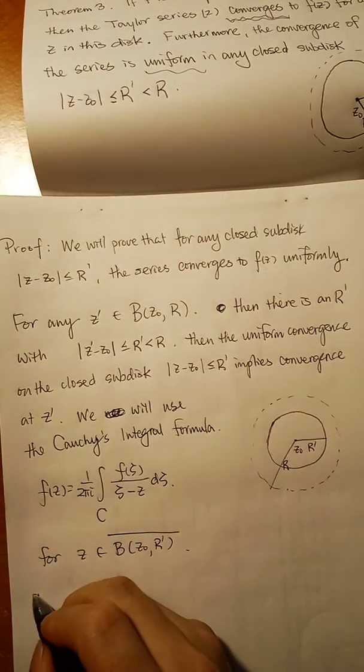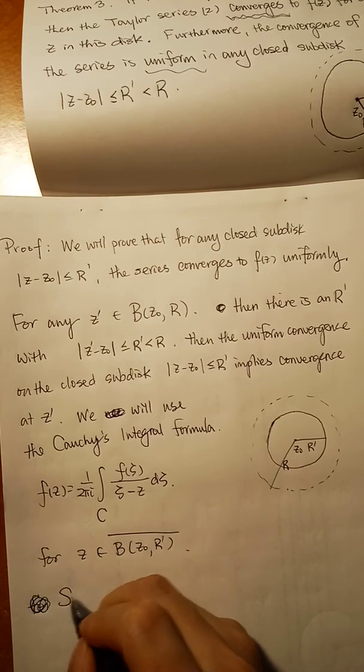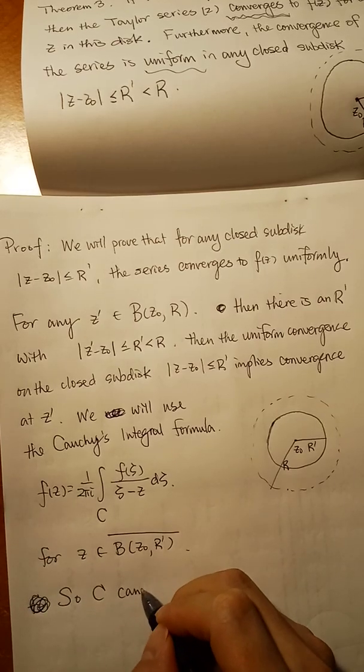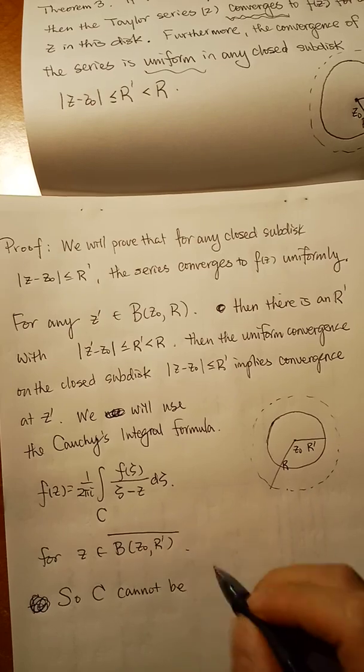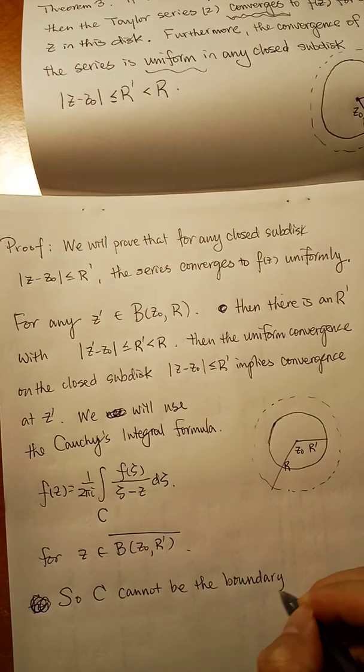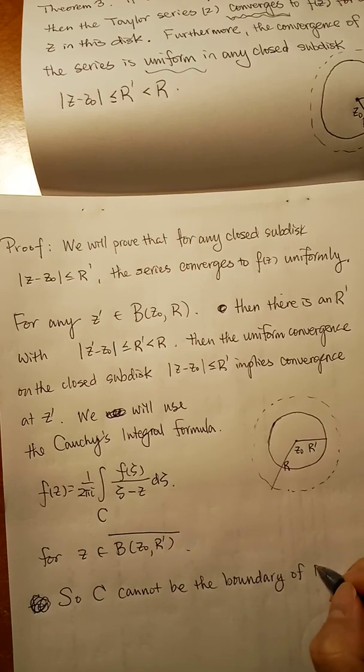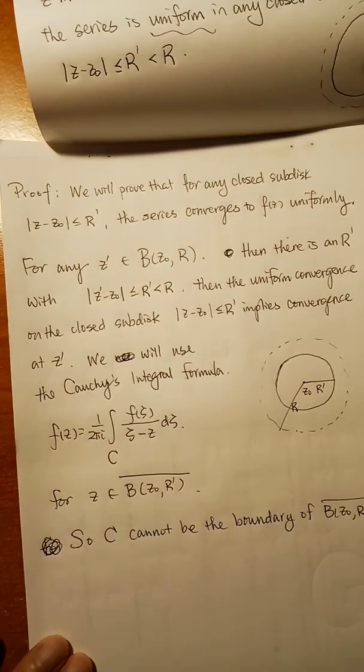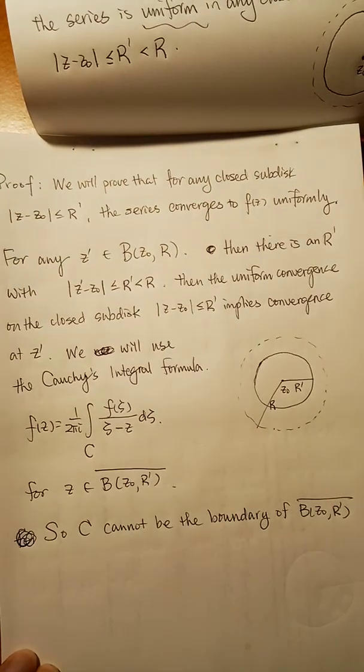So C cannot be the boundary of this closed disk. You just cannot do it. If you do it, this denominator will be 0 when z is from the boundary.